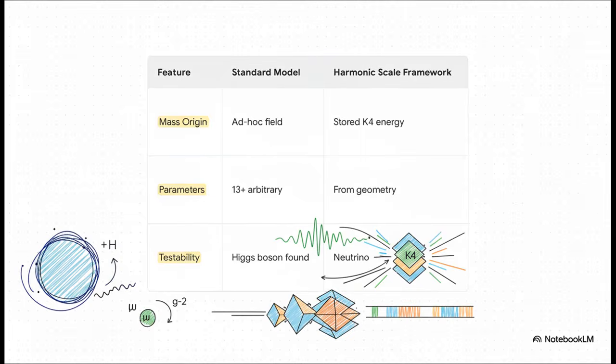Now let's look at the most important part of this whole comparison: testability. The Standard Model's big win was, of course, finding the Higgs boson. But HSF isn't just a nice idea. It makes its own concrete, testable predictions. It suggests that if we look really closely at things like the magnetic wobble of a particle called a muon or the frequencies of neutrinos, we should see tiny differences from what the Standard Model predicts. It even suggests we might find new flashes of light, these spectral lines, from K4 energy overflows. These are things we can actually go out and look for.